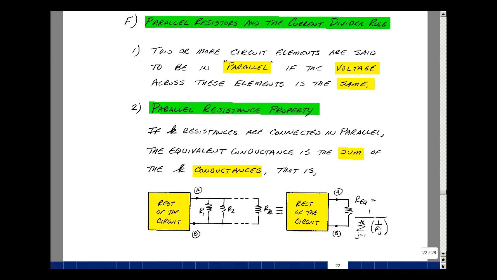This lesson deals with parallel resistors and the current divider rule. You can find these notes in the course ebook in Chapter 2 starting on page 22. Let me define what it means to be in parallel.